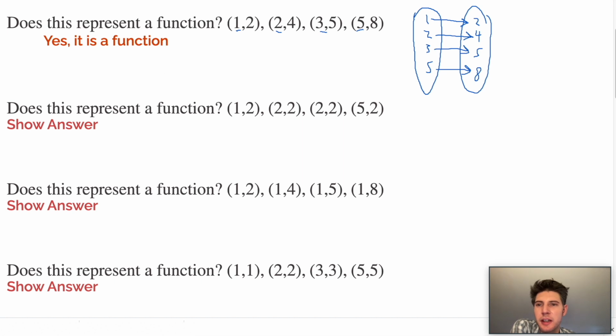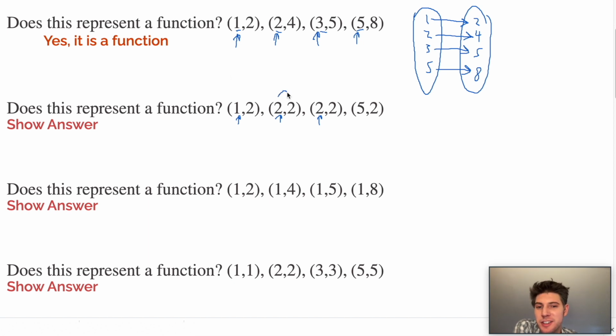And as a shortcut, we can see that no number is listed more than once. So we know that it's got to be a function because it's not telling x to go to two different y's. So now looking at this one, we can try that shortcut again. And if we look at that, there are two 2's. There's a chance this isn't a function.